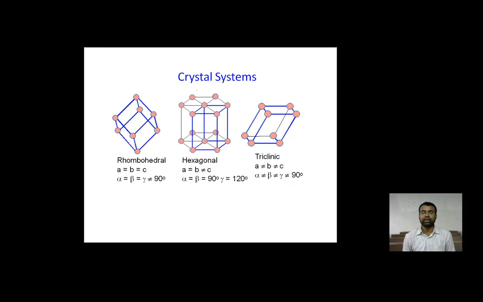And the hexagonal, that is A is equal to B, but C is not equal. Alpha and beta are 90 degrees, and gamma is 120 degrees. That is how the hexagonal is created. And the triclinic is totally different. You can say we just shift that thing from one angle to another angle. A is not equal to B is not equal to C, and alpha, beta, gamma are not equal to 90 degrees as well.